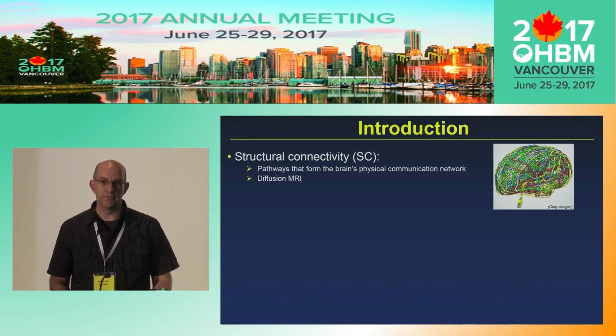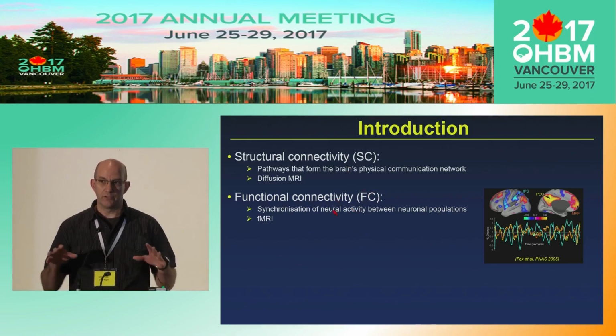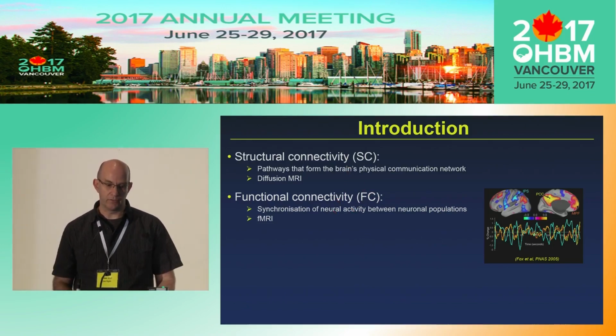We saw a lot that diffusion MRI is very powerful to look at the structural connectivity, but also MRI has BOLD, based on ASL and other methods to look at functional connectivity. And while the structural is looking at the cabling of the brain, the functional is looking at the neural synchronization between different areas of the brain.